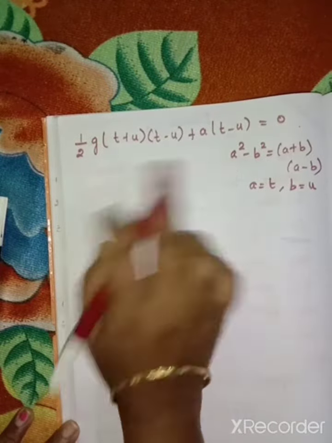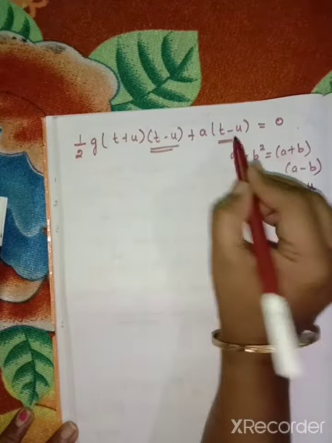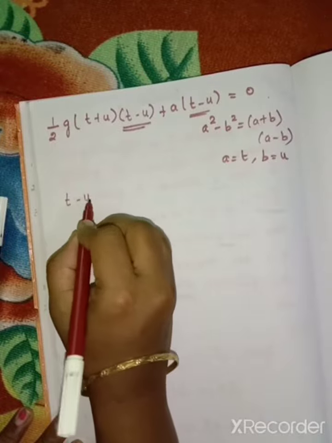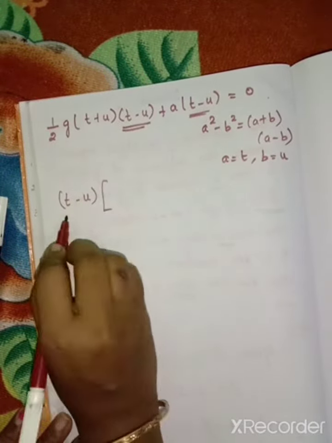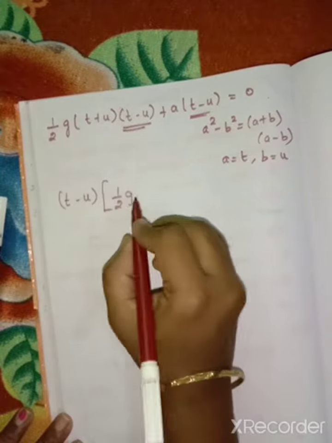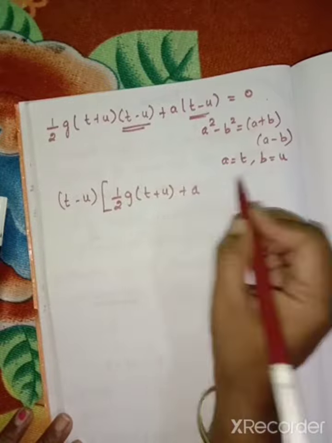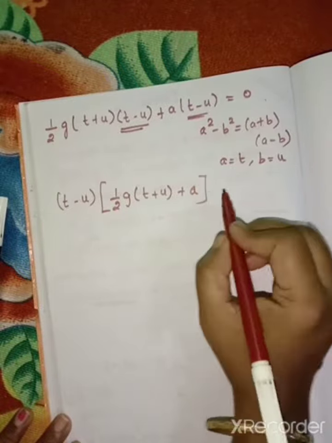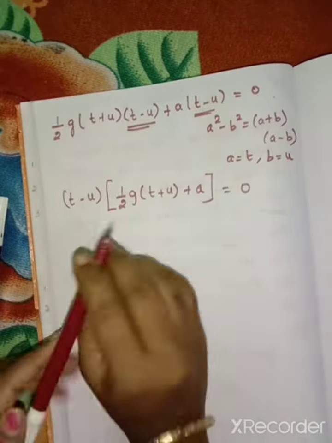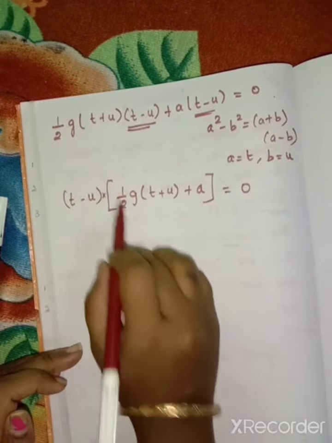From this we can take common terms. Yes, here we have a t minus u, and here also we have a t minus u. So if you take t minus u outside, the remaining term is 1 by 2g into t plus u, plus a, closed in brackets, equal to 0. Now we have a multiply symbol between t minus u and this term.